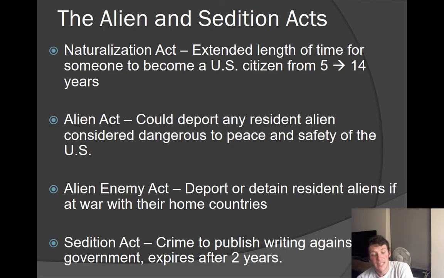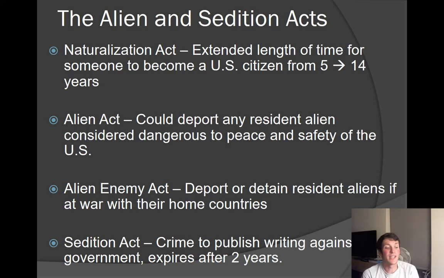Okay, and this last one is probably the thing that hits the biggest nerve. It's going to be known as the Sedition Act. The Sedition Act is going to make it a crime to publish any writing against the government. And I mean, we just signed the Constitution, right? This whole idea of freedom of speech in the Constitution, this is going to go against that completely, and many people are going to be really frustrated and angry, and that's going to make people frustrated with John Adams.